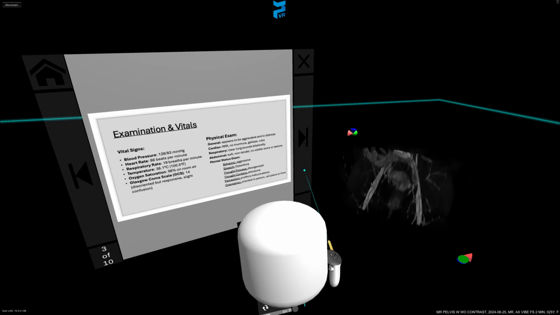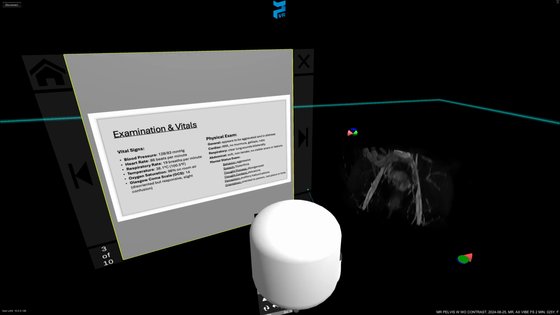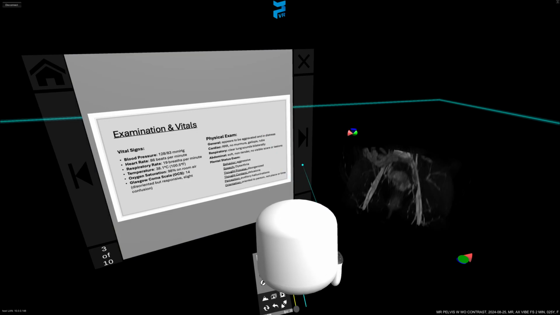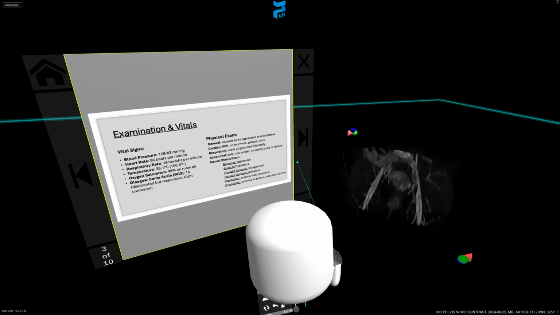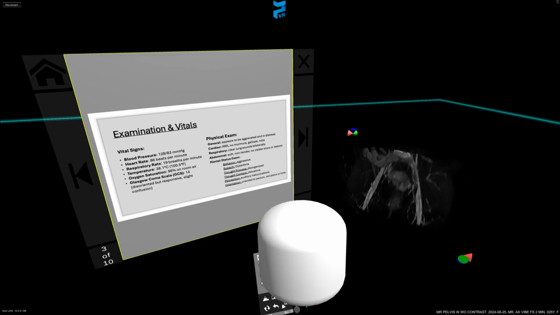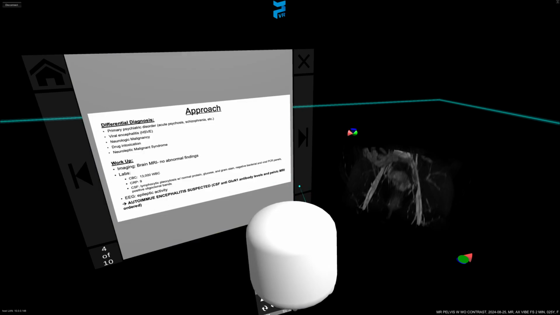For examination, her vitals were relatively stable, except for a fever of 100.5, and she had a slightly lower GCS due to slight confusion. For physical exam, and specifically mental status exam, she displayed aggressive behavior, dysarthric speech, disorganized thoughts, delusions, auditory hallucinations. She was oriented to person but not place or time. Otherwise, the exam was unremarkable.